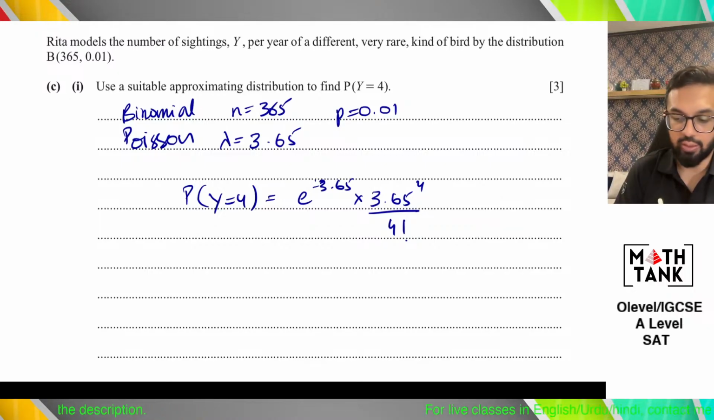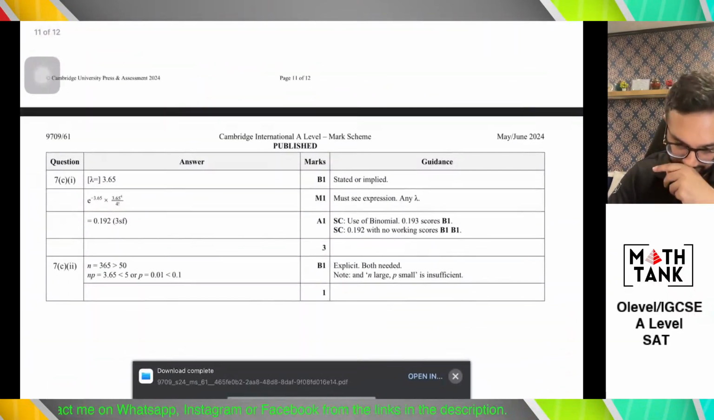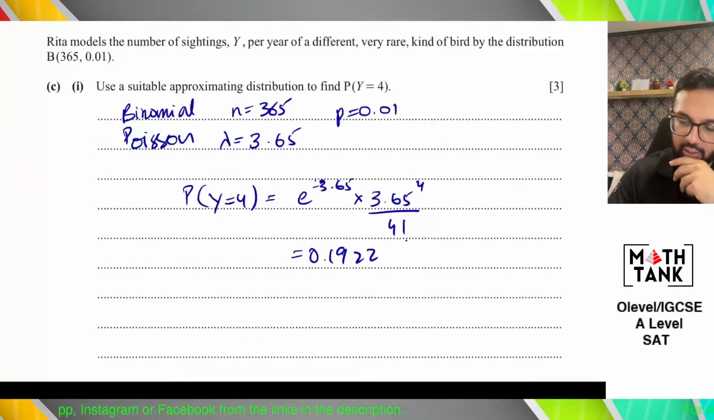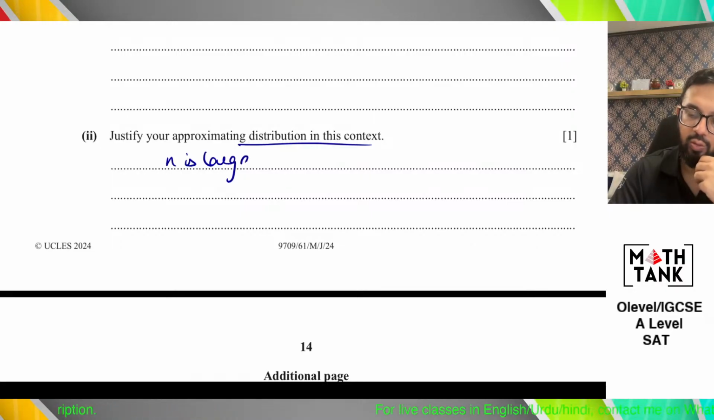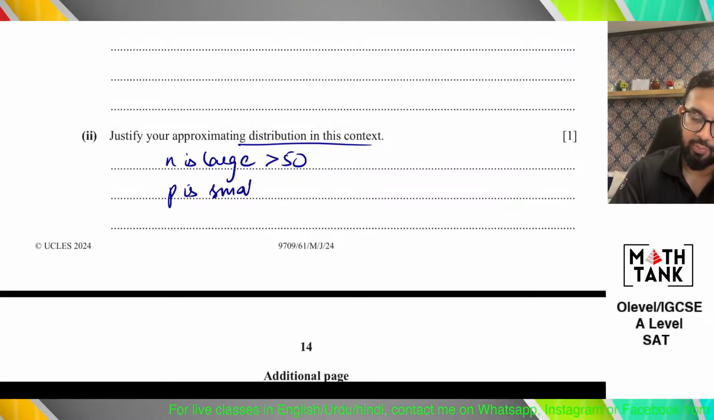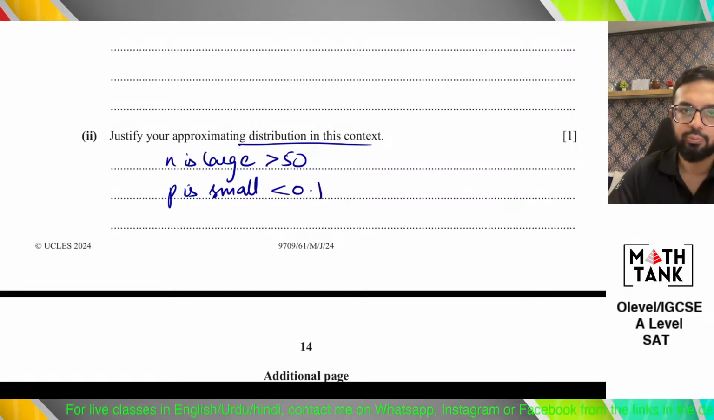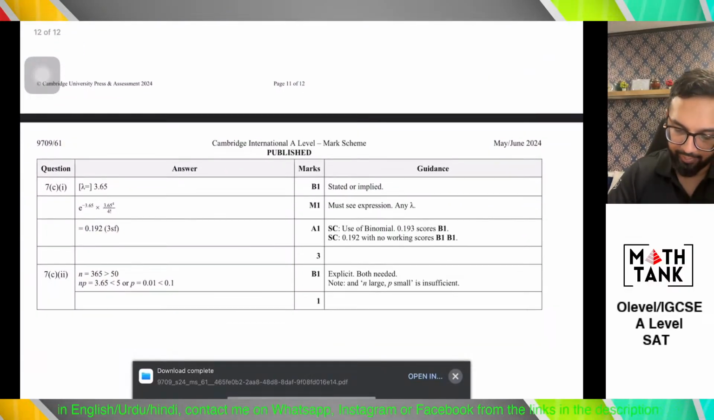But in the past few past papers, I haven't seen this conversion, so I was a little surprised. 0.1922. Yeah, that's correct. I should round off all the answers to 3 significant figures. Justify: n is large, greater than 50, p is small, less than 0.1. Those are the rules.